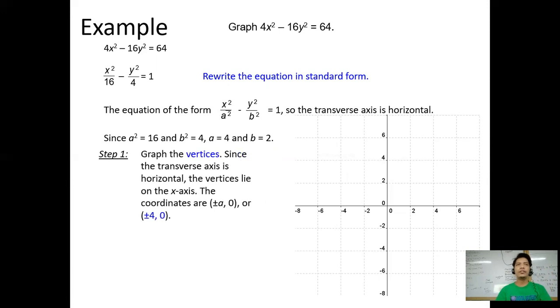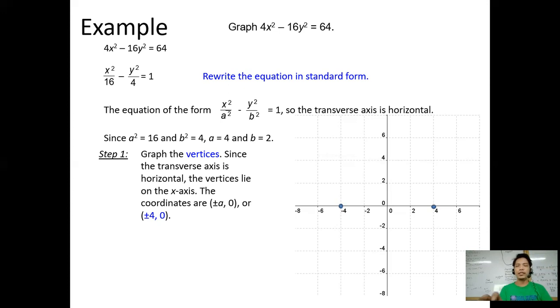So, step 1, graph the vertices muna. Since the transverse axis is horizontal, the vertices lie on the x-axis. The coordinates are positive and negative a, comma 0. So, ano muna yung value ng a natin? Di ba 4? So, dapat nandito tayo sa x coordinate. Yan. So, yung positive 4 at yung negative 4. So, sabi sa formula kasi positive value of a and negative value of a. Yan po yung ilalagay natin.